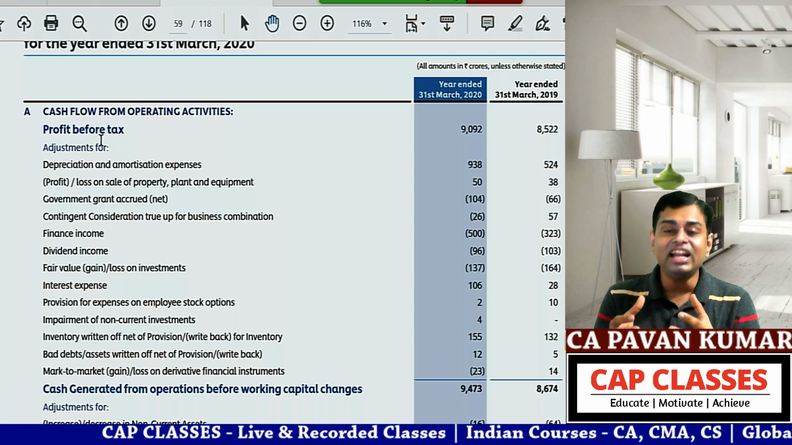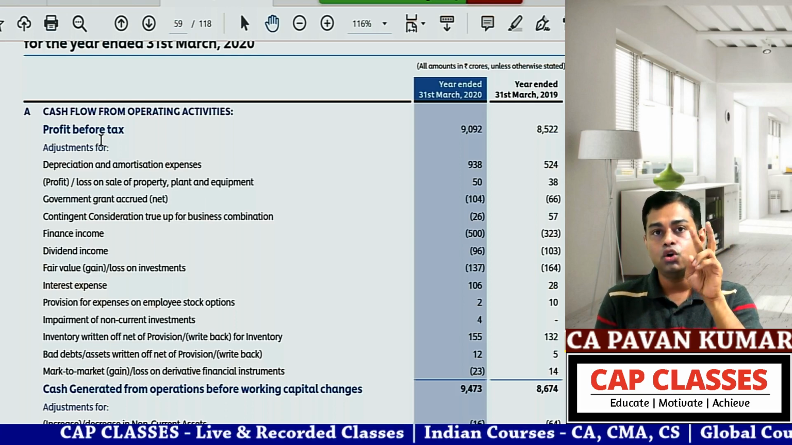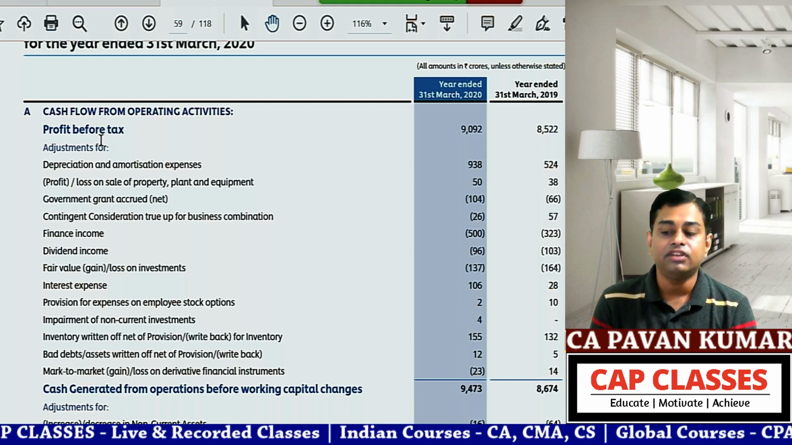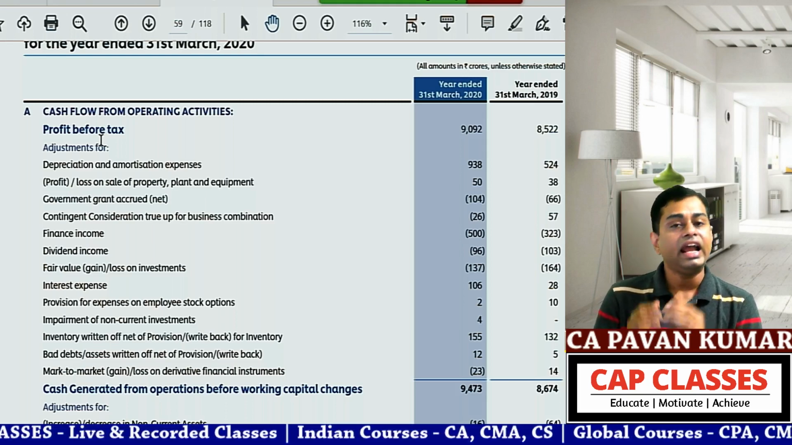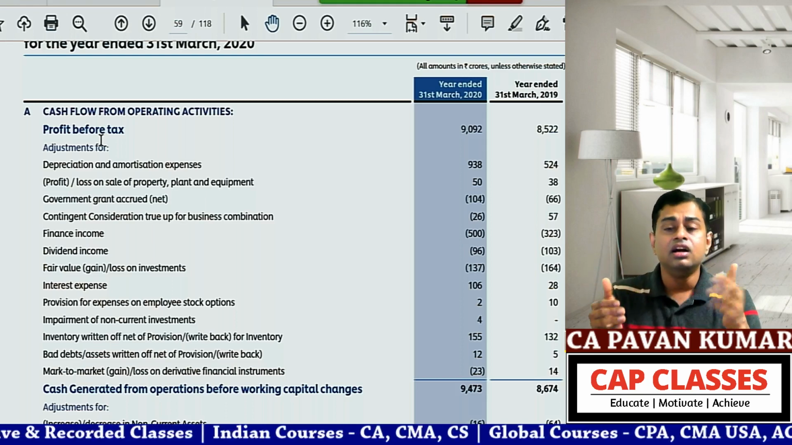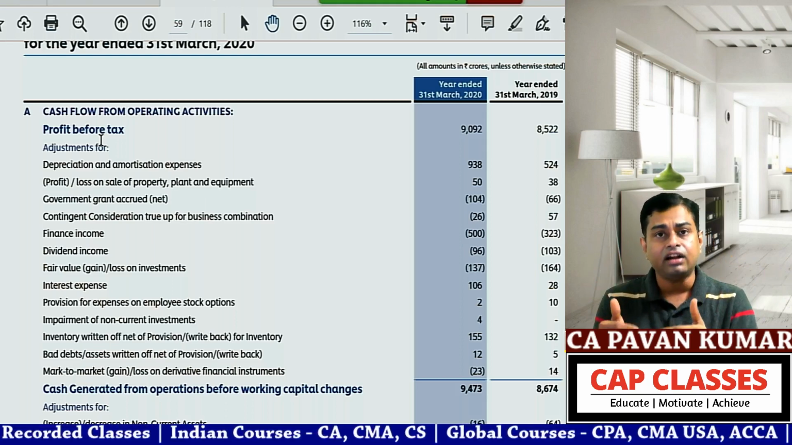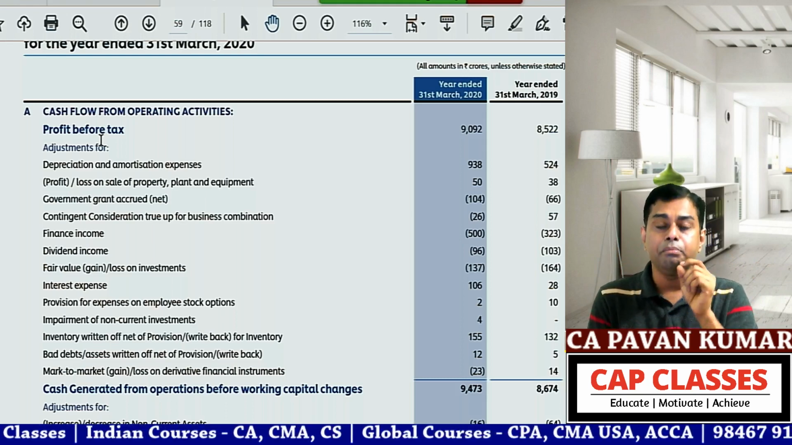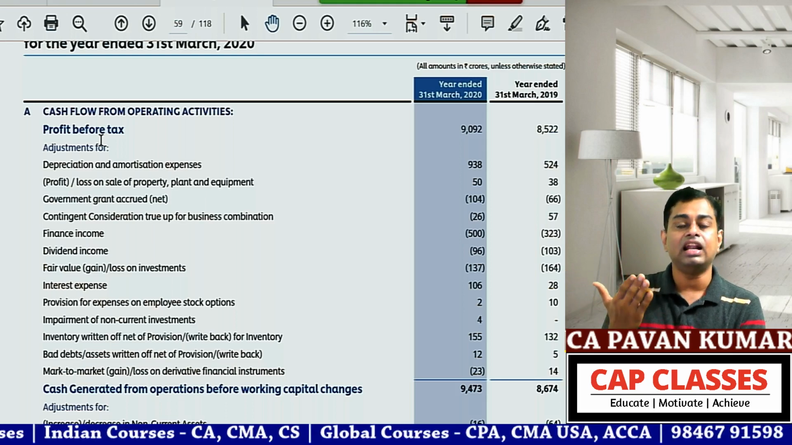For operating activities, there are two methods. One is called the direct method, another is called the indirect method. Again, the direct method is the same: cash received, cash received, cash received, add; cash paid, cash paid, cash paid, subtract; net cash. This is the direct method. Indirect method means take your P&L.